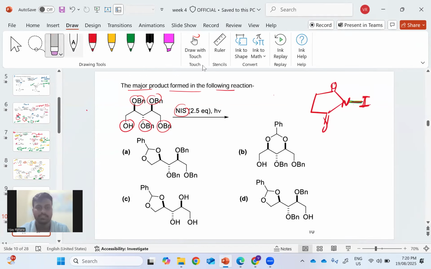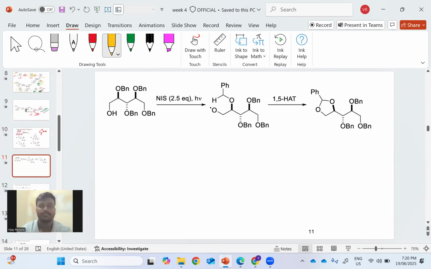Now, once this starting material reacts with the N-iodosuccinimide, what happens? Obviously, it forms a radical at the oxygen center, right? So here is the mechanism. In this case, this is the hydroxy group. The radical forms at this hydroxy group.